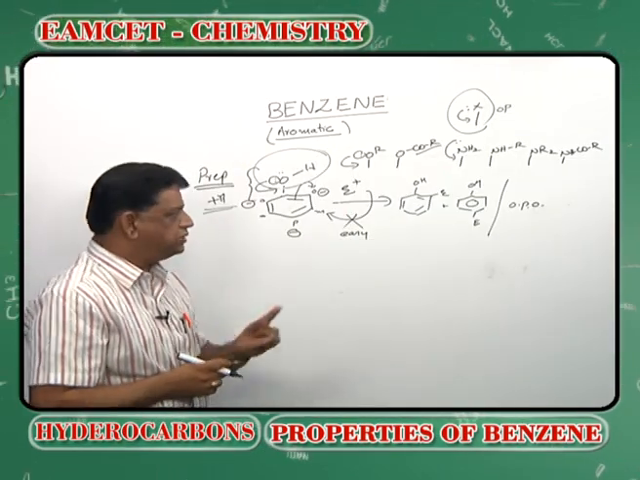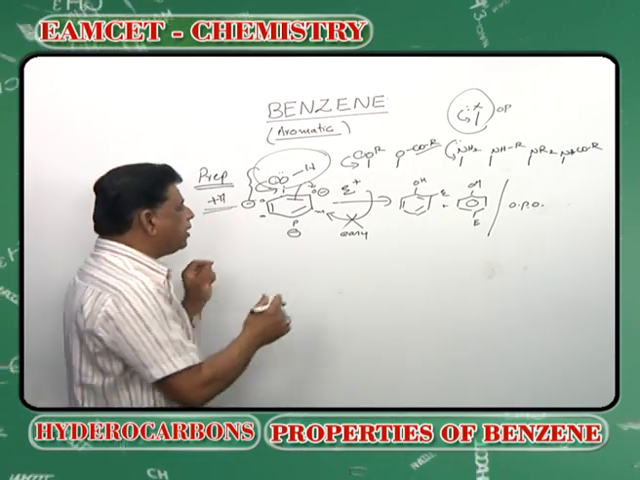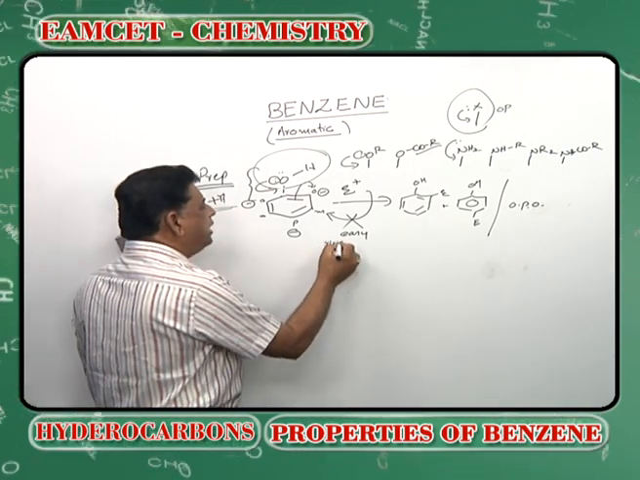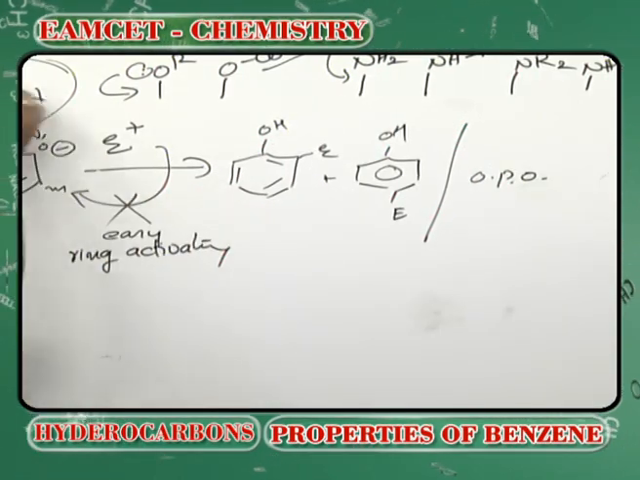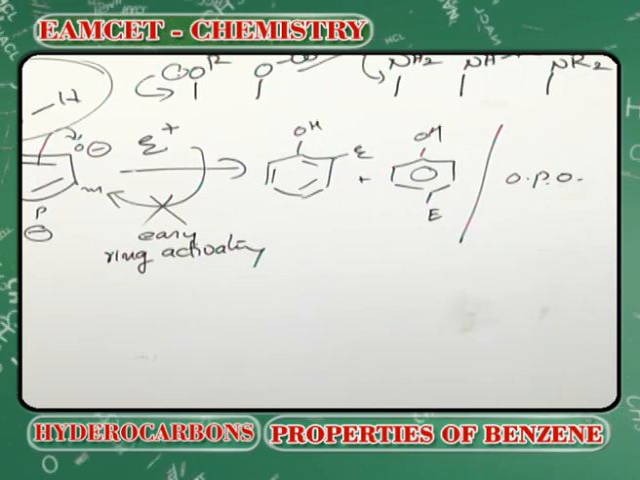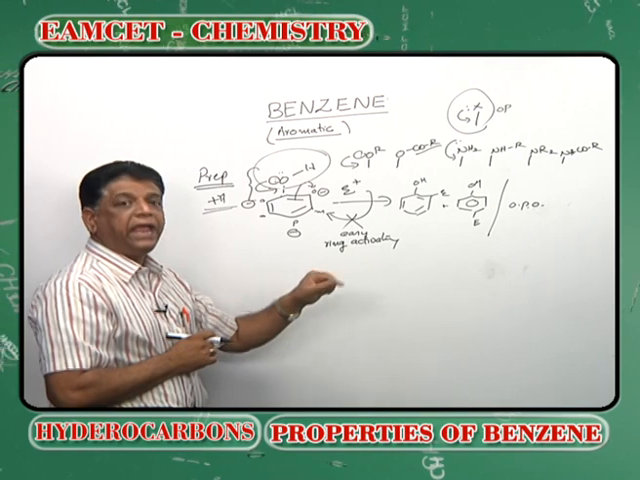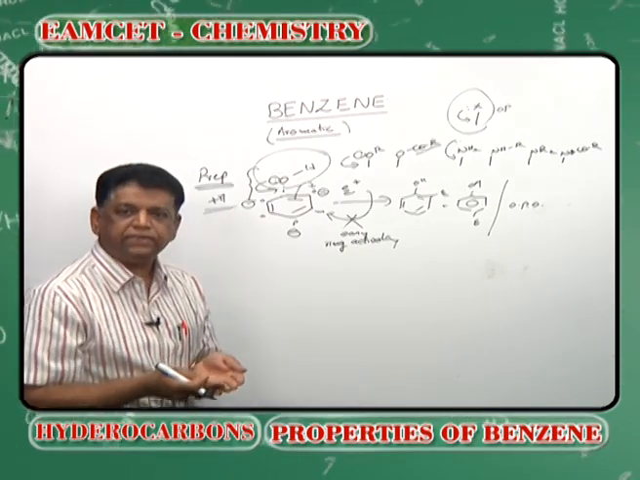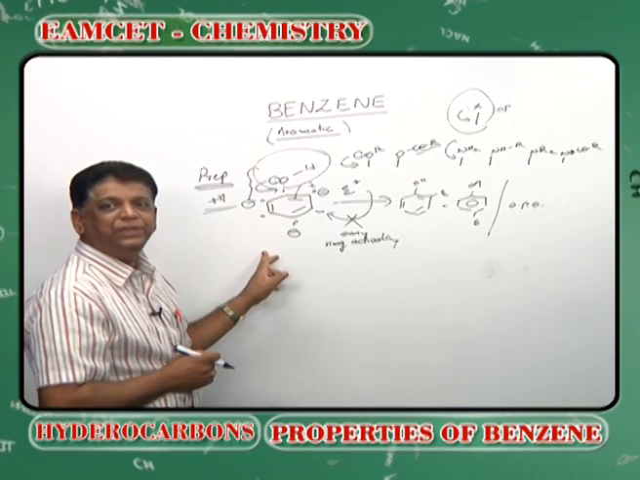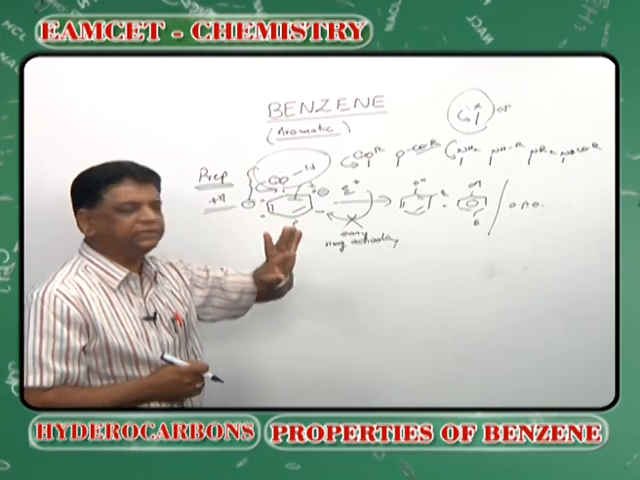So, we are observing two points. One is ortho para directing property, the other one is easy reaction. This easy property is called ring activating property. So, the hydroxy group shows plus M effect and makes the incoming group go ortho and para. Simultaneously it activates, that means phenol and benzene, phenol undergoes faster nitration because the activating group is there. Any one of these groups, if it is there, ring activation takes place.